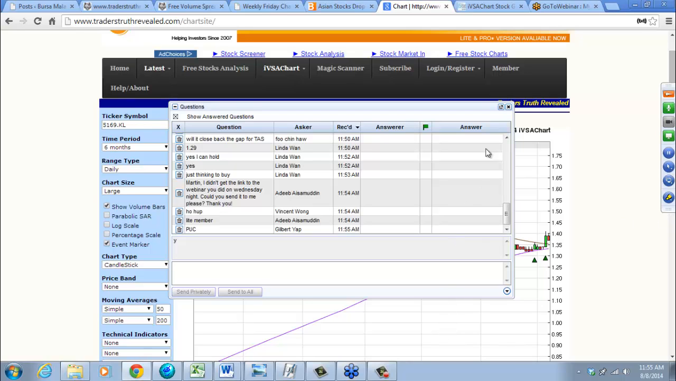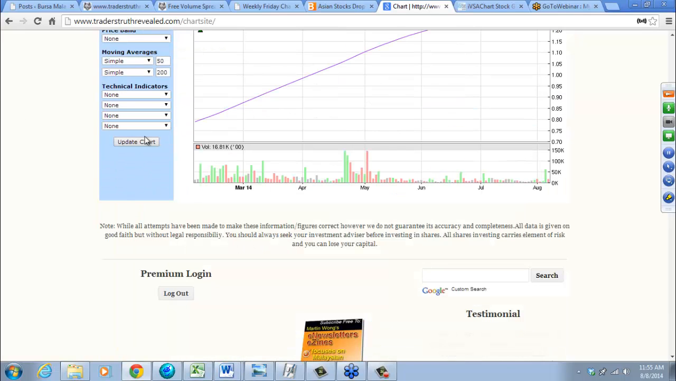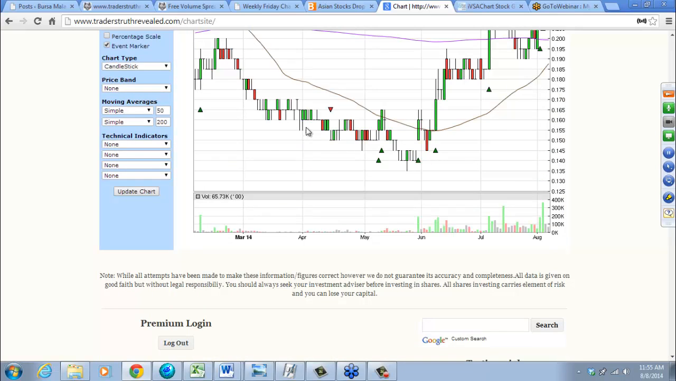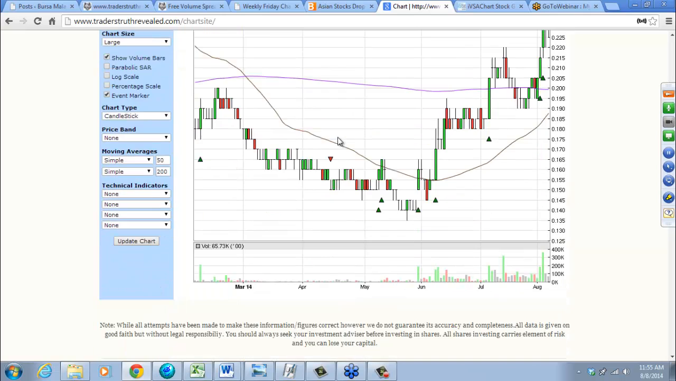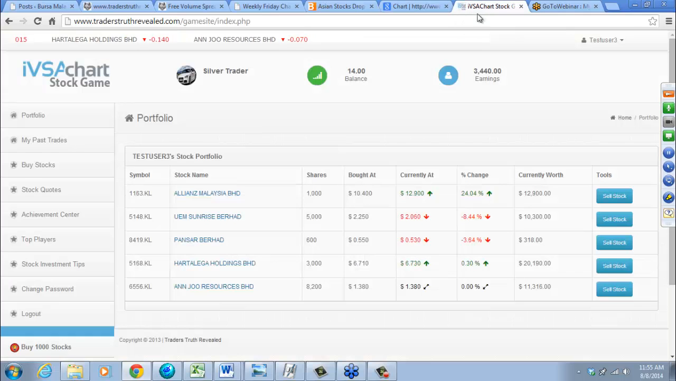PUC, yeah, I think PUC was one of my stock picks last week. Okay, let's look at PUC. We actually visited PUC. The time was 15 cents. So this one is still going up higher. It does look higher. And I think from my stock game, do I have PUC? I have PUC on the other one, test user 2.